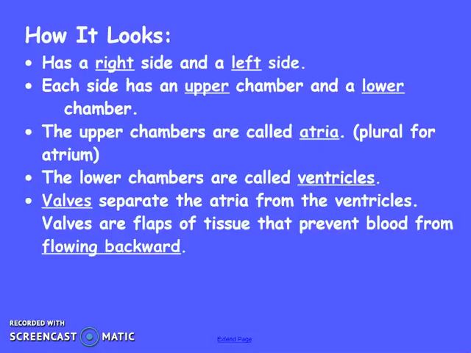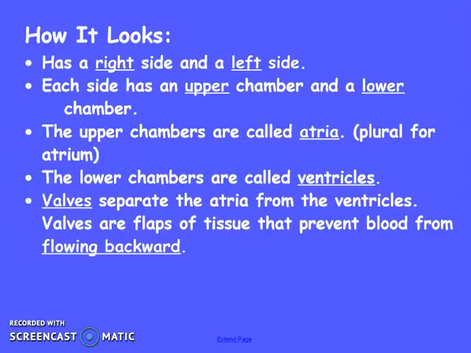So how it looks, there are lots of different parts to the heart. There's a right side and a left side. There's also an upper chamber and a lower chamber. So if you think of the word chamber, it's like a room. It's a hollow organ. The upper chambers are called atria, which is plural for atrium. The lower chambers are called ventricles. And then in between them, there are valves that separate the atria from the ventricles, and it's going to prevent that blood from flowing backwards.